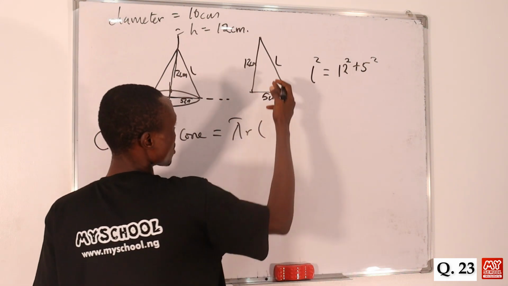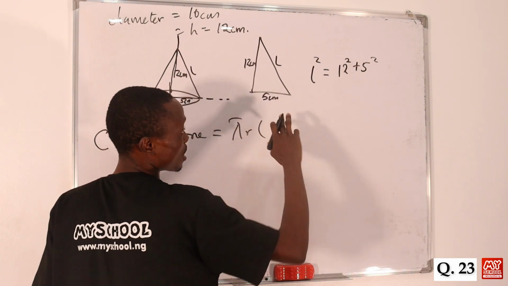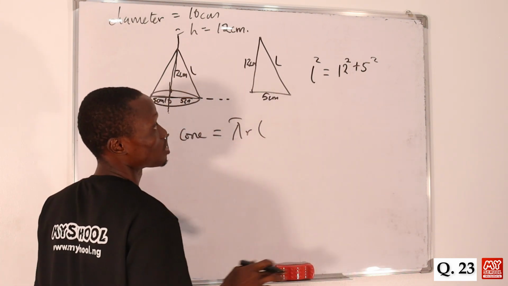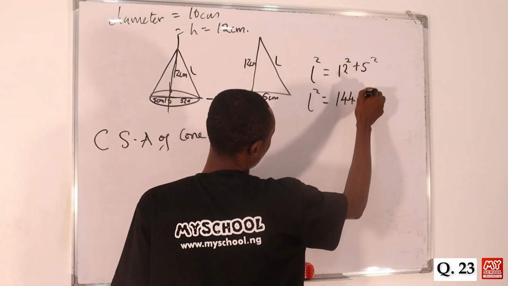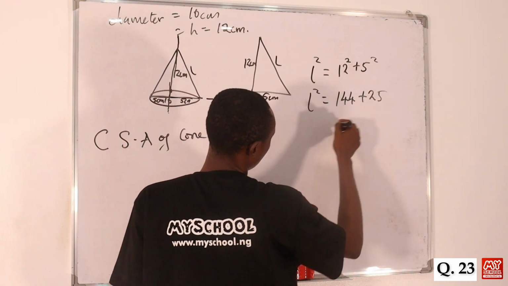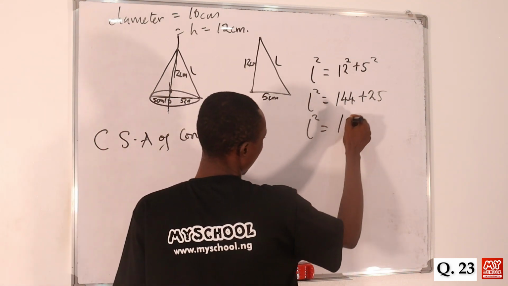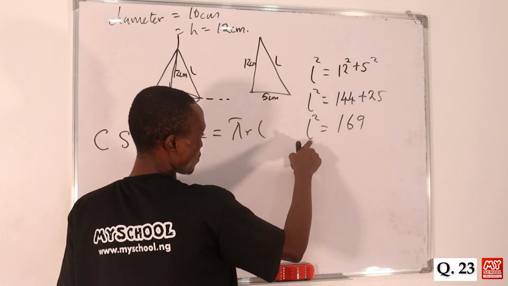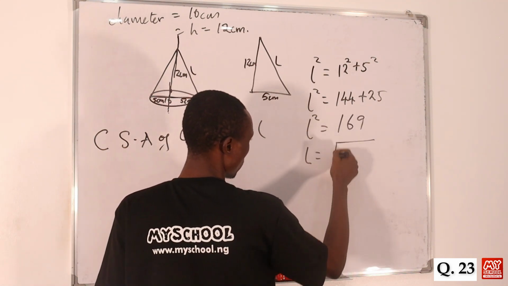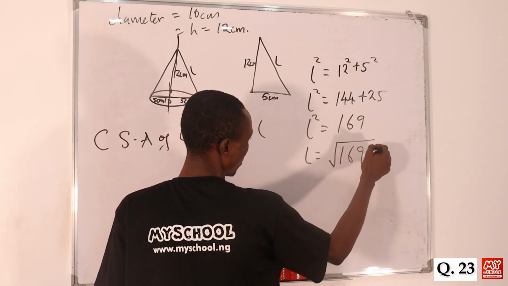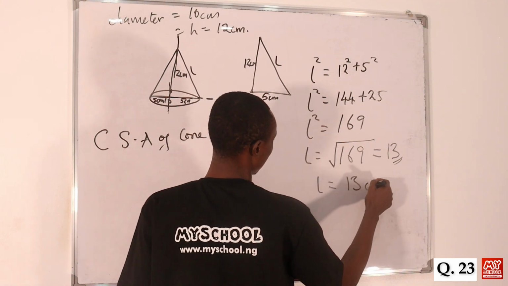So take note, for the adjacent or opposite, since no angle is given to us, any side here can serve as the adjacent or the opposite, and your answer will still be correct. Okay, so L square will be equals to 144 plus 25. I think that will be 169. Since we are looking for L, we take the square root of both sides. So L is equal to the square root of 169, which is 13. So the slant height is 13 centimeters.